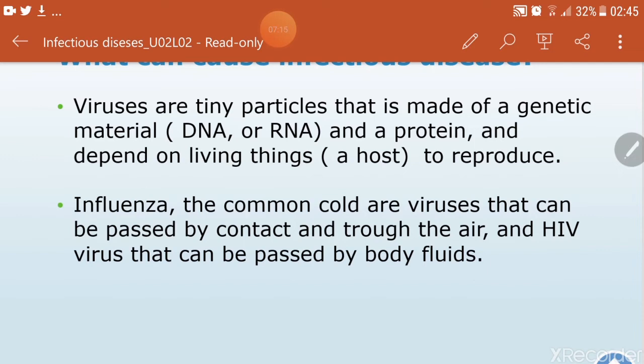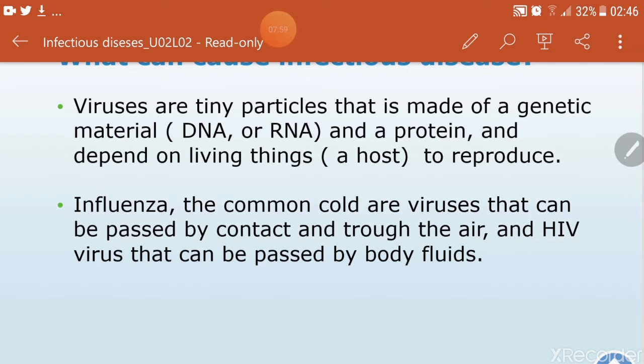Here they said that viruses are tiny particles made of genetic material, DNA or RNA, and a protein, that's it. So it can be only the genetic material, DNA or RNA, included inside a protein covering. That's it. Nothing else at all. It depends on living things, a host, to reproduce.